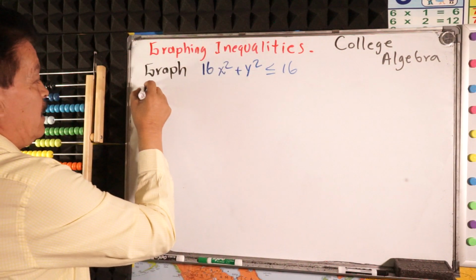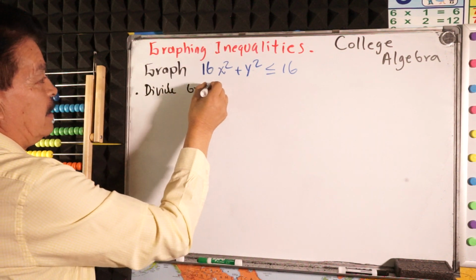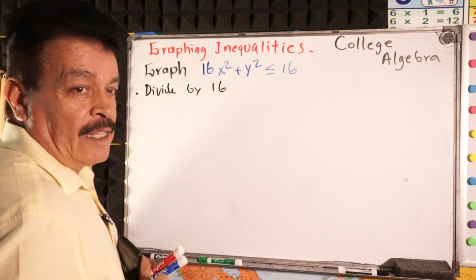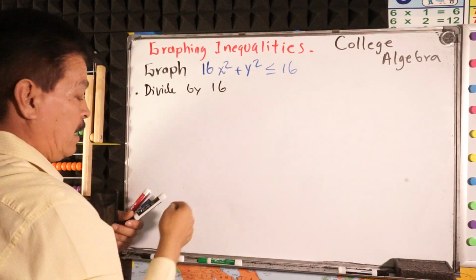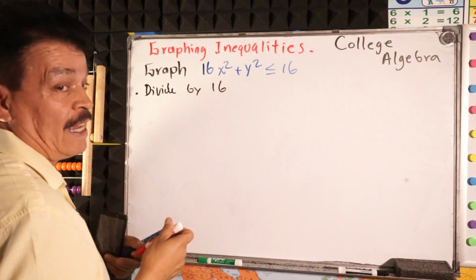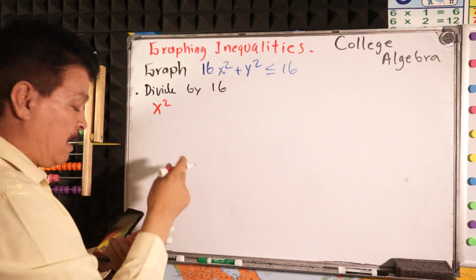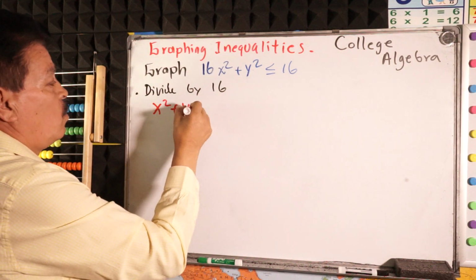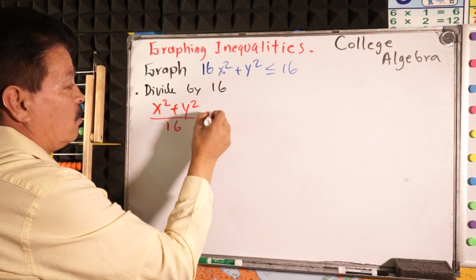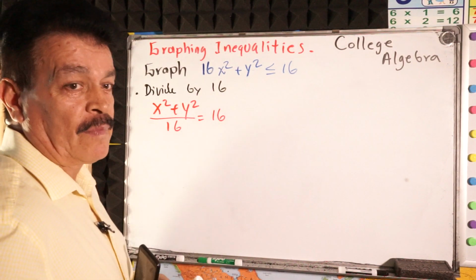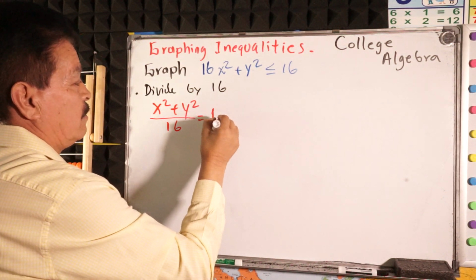So we divide by 16. You divide by 16, you will have x to the second power plus y to the second power divided by 16 equals 1. Equals 1, right? 1, not 16, equals 1.